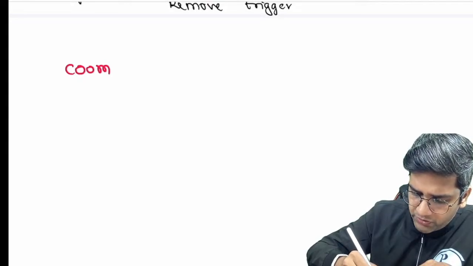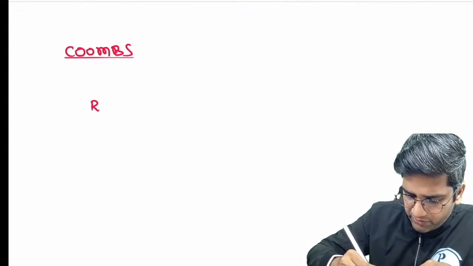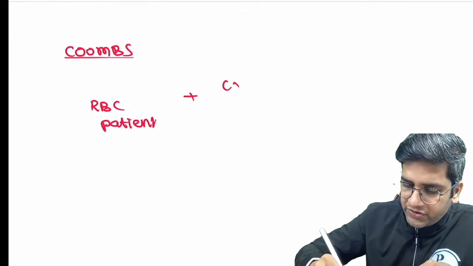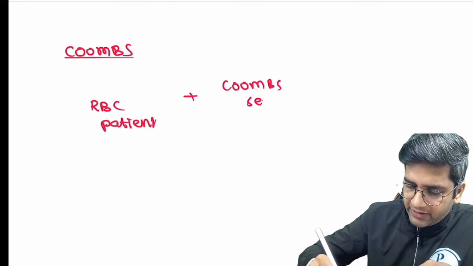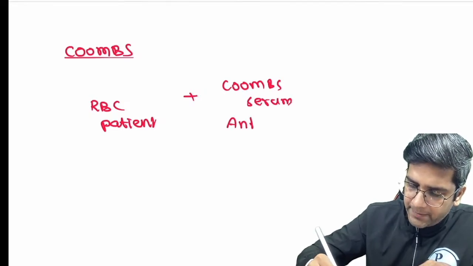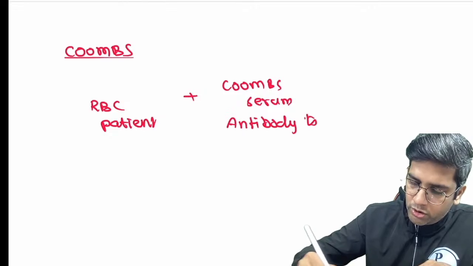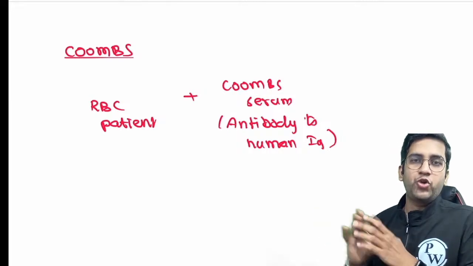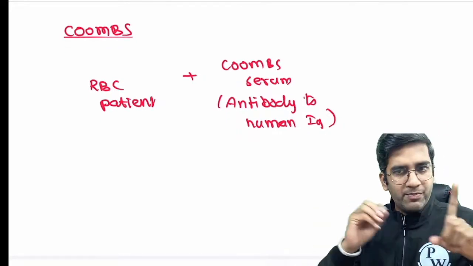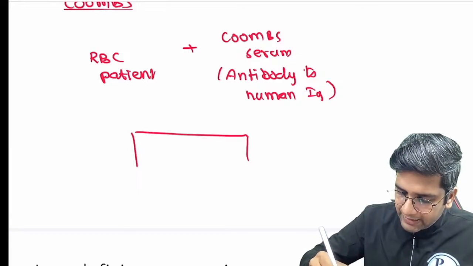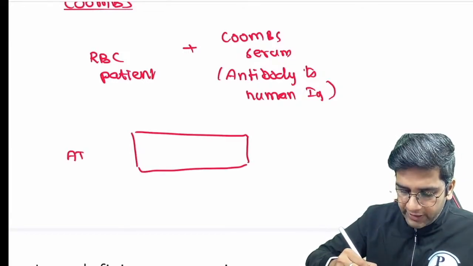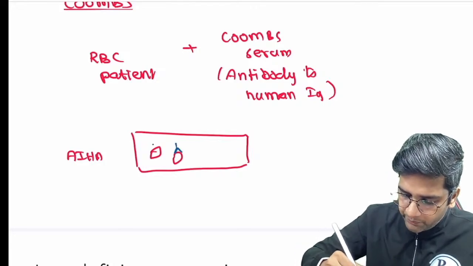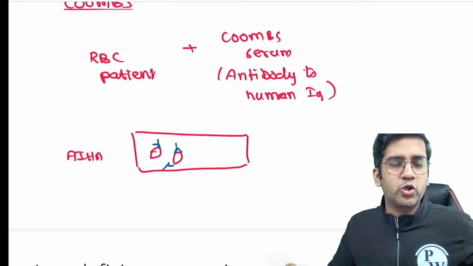Fine. So what we do in Coombs test is we take the RBCs of the patient, to which we add the Coombs serum. Coombs serum is nothing but an antibody to human immunoglobulin. It is a synthesized serum. So we have the RBCs of the patient, and we mix both. Let's assume we have a patient with autoimmune hemolytic anemia. Can I say these patients' RBCs already have immunoglobulin on top of them? They will. That's what happens in autoimmune hemolytic anemia, right?